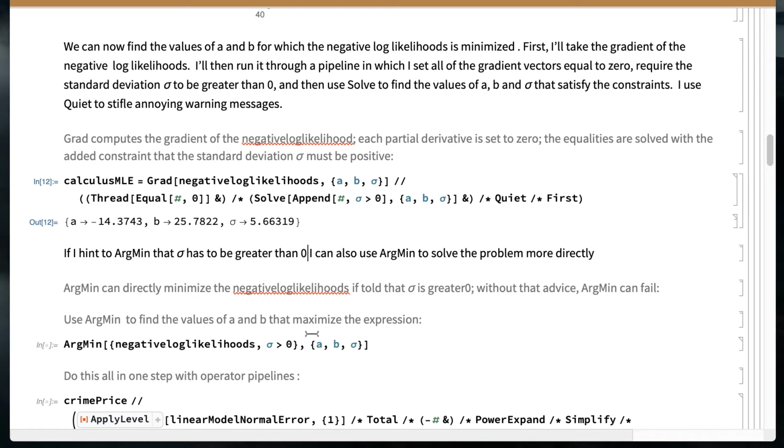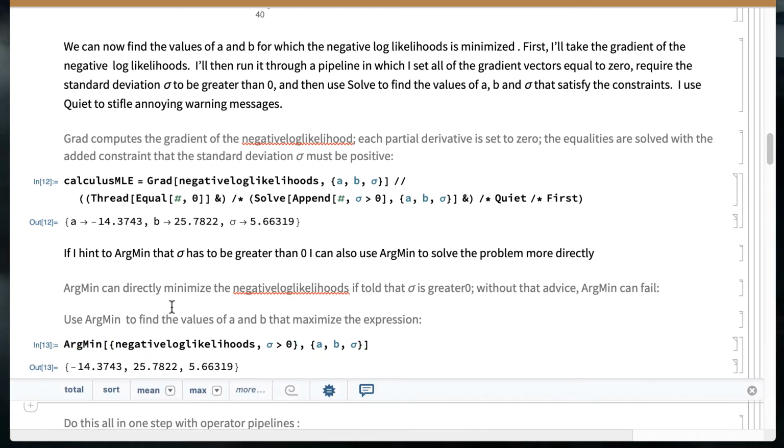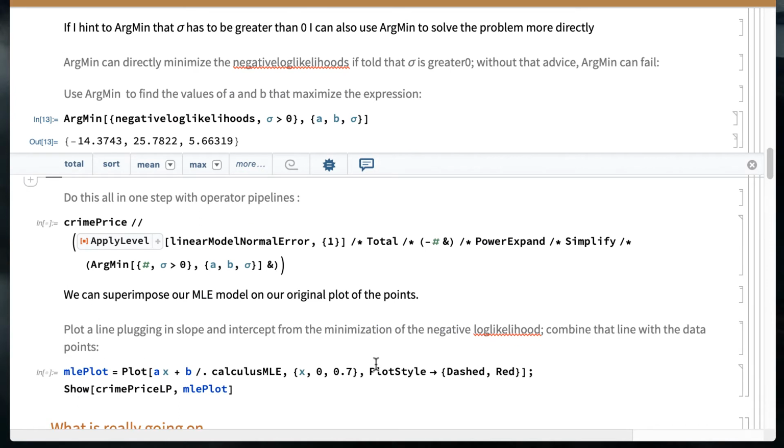All right, so we don't need that. If I just tell Wolfram Language that, hey, sigma has to be greater than 0, I can have it do the calculus automatically without having to go to this formation of gradients and threading and solving by just running argmin on that. And there we go. You get the same results, just in a slightly different form. And we could do this all in one step, actually.